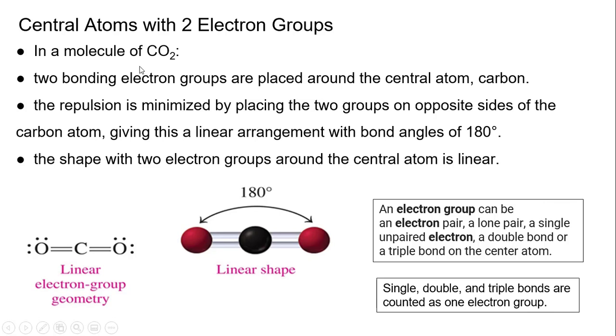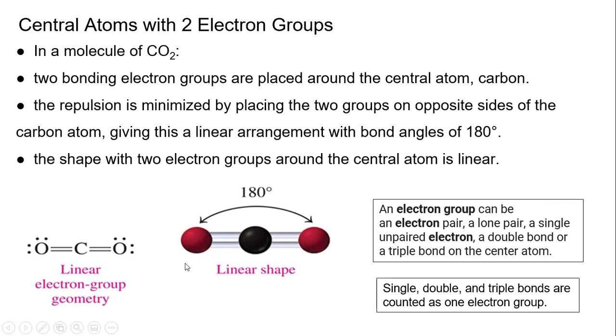So we have carbon dioxide here. Carbon dioxide has two bonding electron groups. So we're not looking at the center atom. This is a central atom with two electron groups attached to it here. The repulsion is minimized by placing them as far apart as possible, and that is at 180 degrees. So based on this, it would be a linear electron group geometry. Remember, we're looking at an electron group as an attachment. Linear electron group geometry is the shape with two electron groups around a central atom.